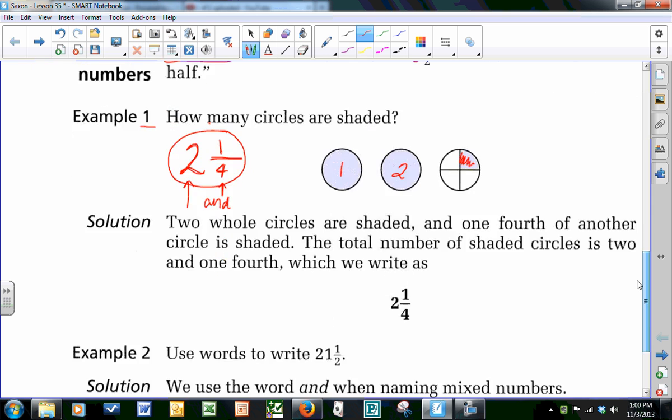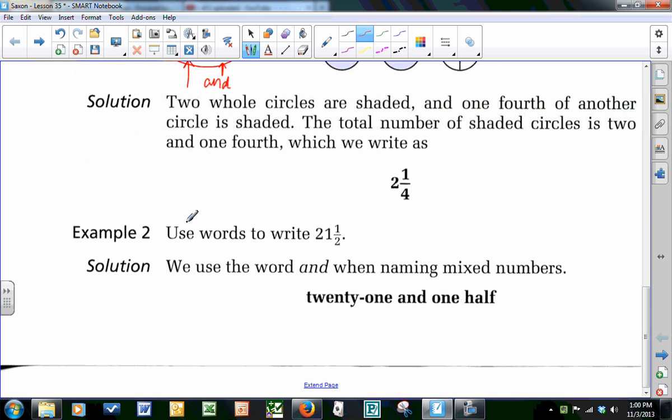Okay, now another way you could see this problem is to use words. Instead of them giving you a picture, they're going to give you a mixed number, and they want you to write it using words. So once again, you just start with the whole number, 21, and so you would write 21. Actually, let me go back. Yeah, and let's break this down. Here's the whole number I'm circling in red, 21. So you would write the whole number 21.